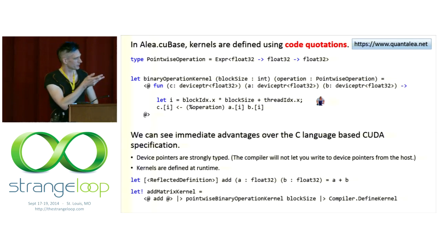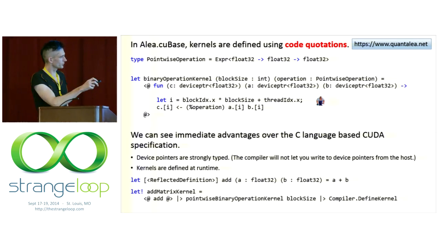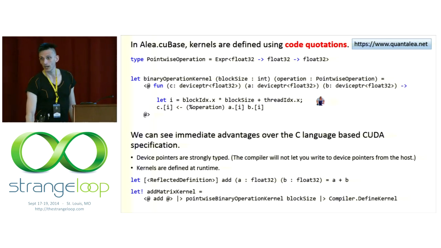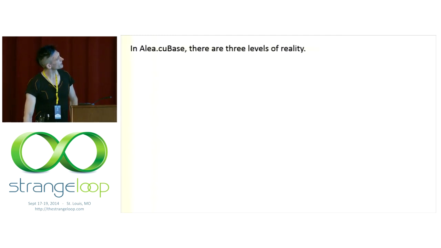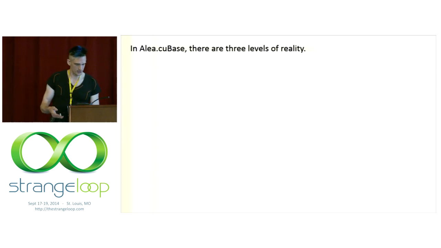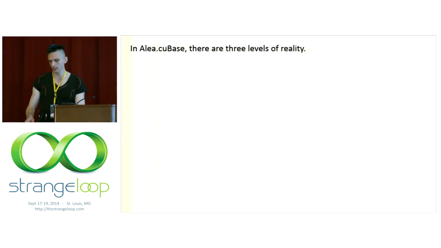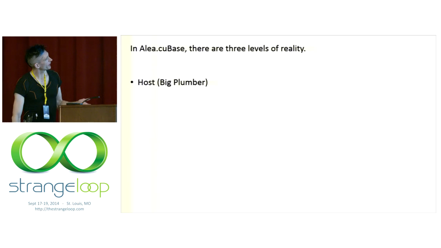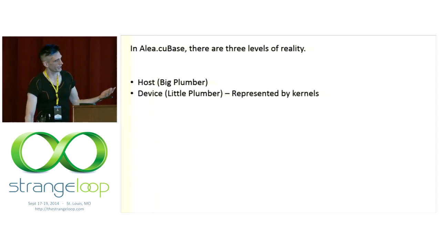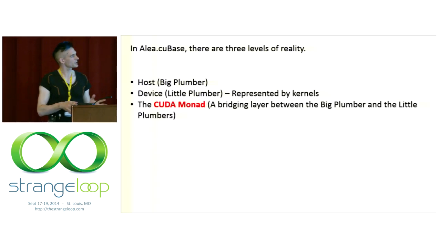This is how you'd build one of these kernels at runtime. The let bang basically says that you're in a, that's syntactic sugar for a bind operation of a monad, and that leads you on to the next topic, which is saying, look, in Alea Cubase, we don't just have the host, the big plumber, we don't just have the device. We've got a CUDA monad, which is like a marshalling layer between your big plumber and your little plumbers.